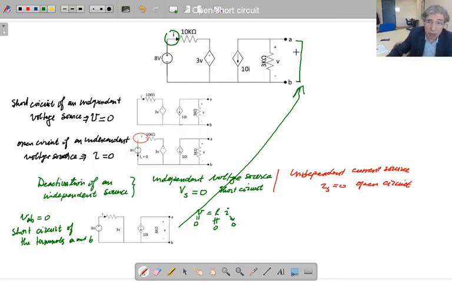So when I made a short circuit of the terminals A and B, this resistor was affected. At the same time, this dependent source is also affected. So it might affect more than one element at the same time. So we've got to keep in mind those cases. Okay, that's the end of this video then.